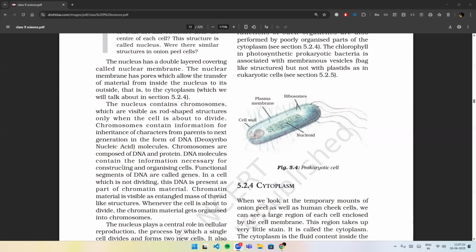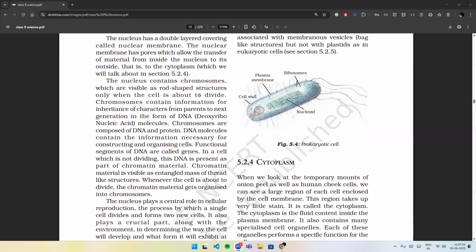to the cytoplasm, which we will talk about in section 5.2.4. The nucleus contains chromosomes which are visible as rod-shaped structures only when the cell is about to divide. Chromosomes contain information for inheritance of characters from parents to the next generation in the form of DNA, deoxyribonucleic acid molecules. Chromosomes are composed of DNA and proteins.